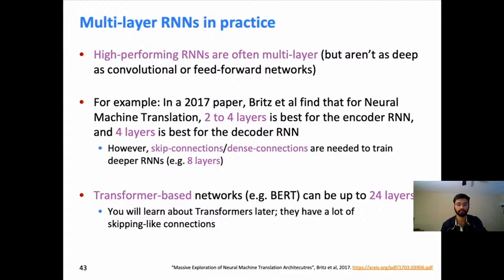But I think part of the reason why these transformer-based networks can be quite deep is that they have a lot of these skipping-like connections. In fact, the whole innovation of transformers is that they're built on a lot of kind of skip connections. Okay, any questions? We're almost done.